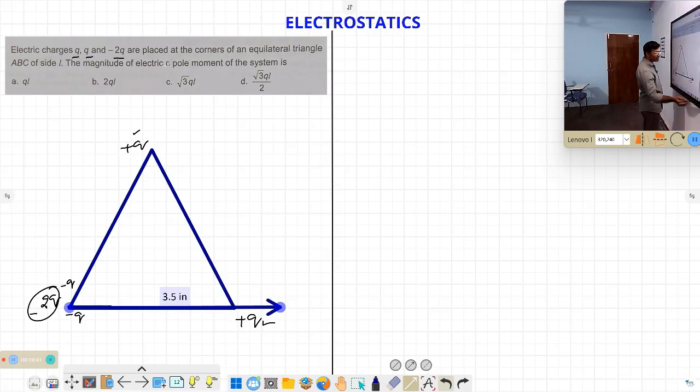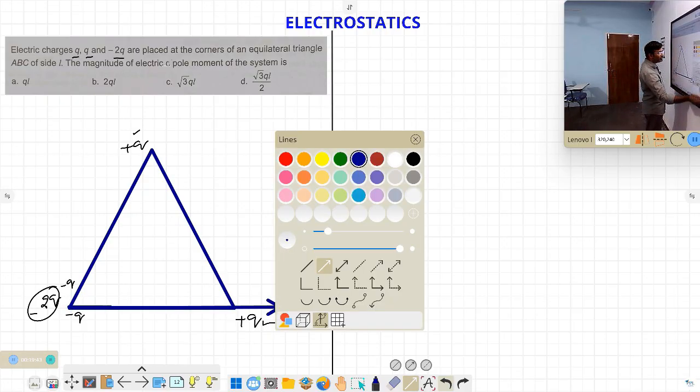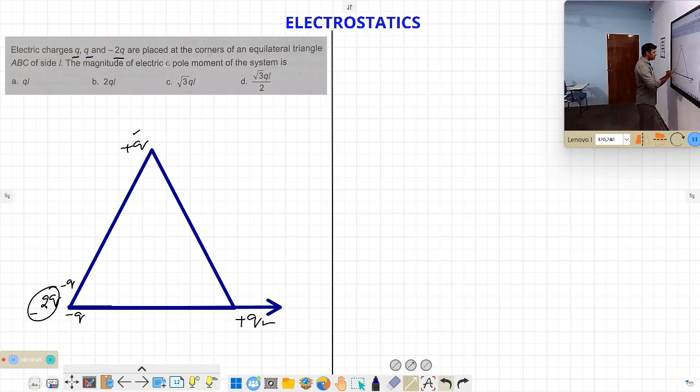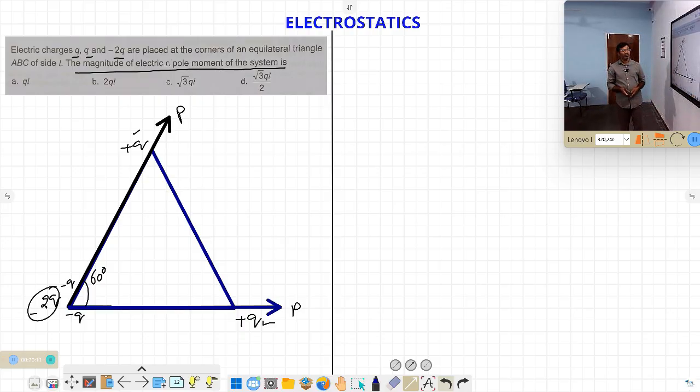Similarly, what is the direction of the dipole moment in the case of the second one? In the case of the second one, this is the direction, from negative to positive. Now these two dipole moments are separated by a certain angle. What is the angle? It is an equilateral triangle, so automatically you have to understand this angle is 60 degrees. Now what is the magnitude of the electric dipole moment of the system? System means two electric dipole moments. One is P, the second one also P, because both magnitudes are the same, directions are different, subtending an angle.